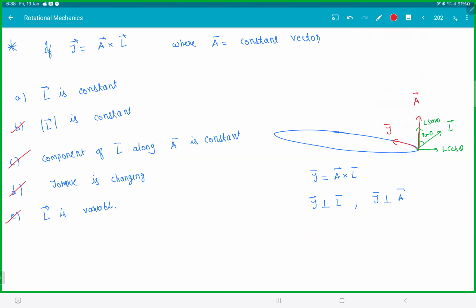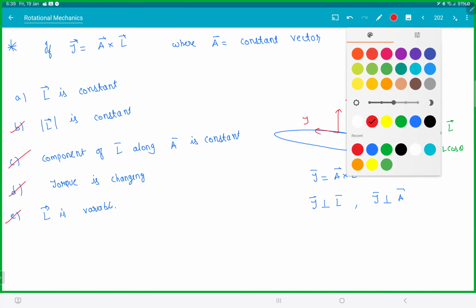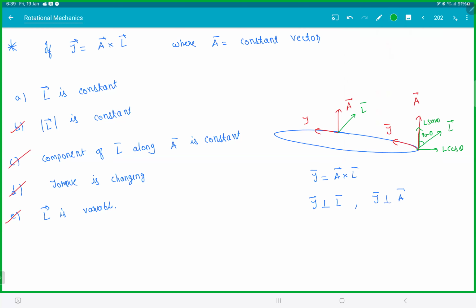So no matter how much you rotate, A bar will be up only. This is your A bar. This is your torque. And this was your L bar. Torque is perpendicular to L and torque is perpendicular to A. And the component of L bar along A bar will be constant. The other one is rotating. L cos theta rotates, L sin theta remains constant. This is how they'll put this question in advance. Have a look at this.